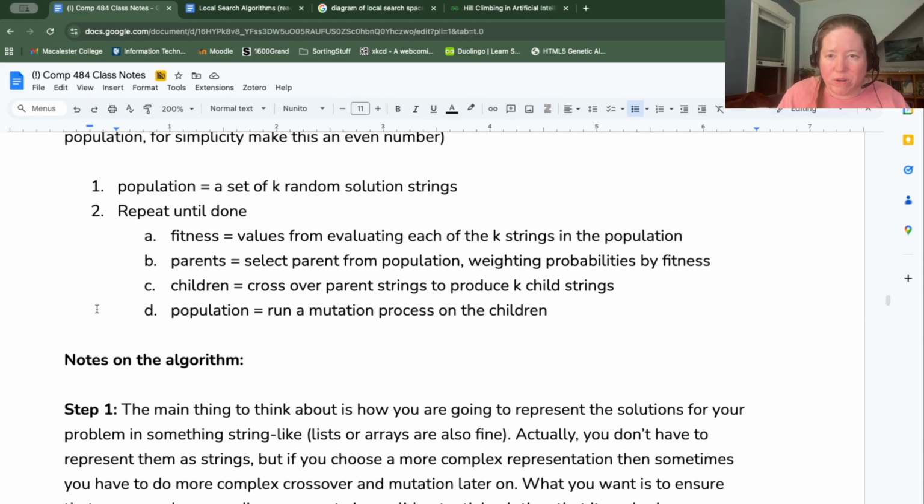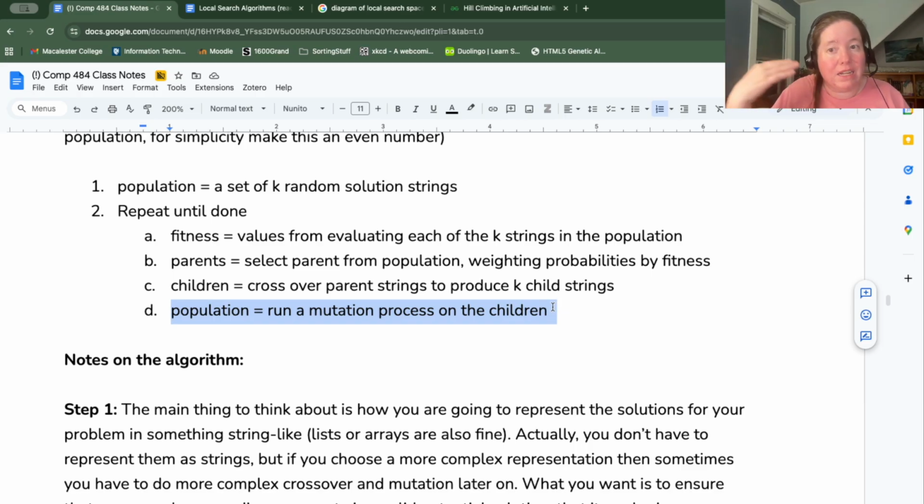All right, so this is just rewritten into pseudocode. Start with a population of random strings. You repeat until you're done. You calculate the fitness values for the strings in the population. You select parents from the population weighted by their fitness. You cross over parent strings to produce k child strings, and then your new population is the result of applying mutation to the children on top of crossover. This is a really common formulation of this genetic algorithm process.